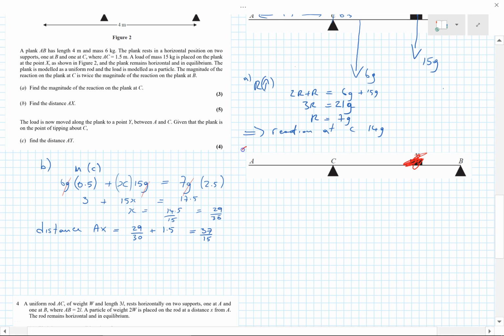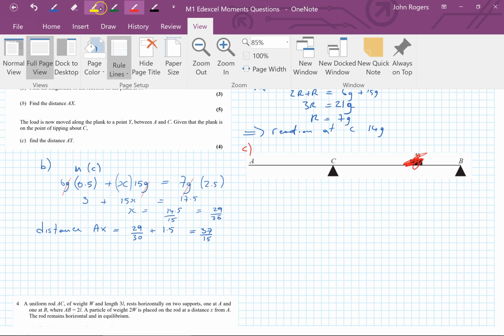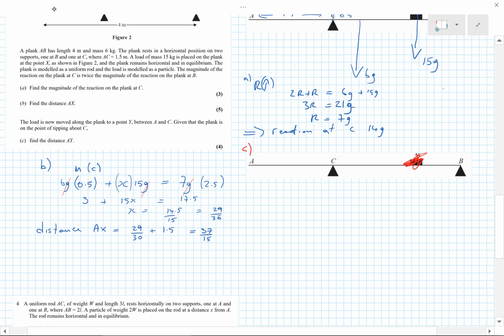So now let's move on to part C. This time it says the load is now moved to a point Y between A and C. So we move this now somewhere here, say. Okay, the mass of this is 15g, and we've still got the 6g, which is 0.5 from here.